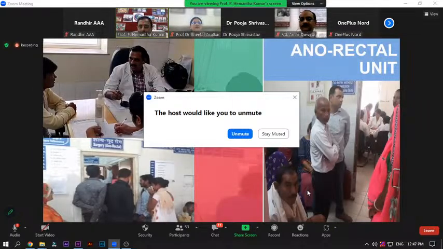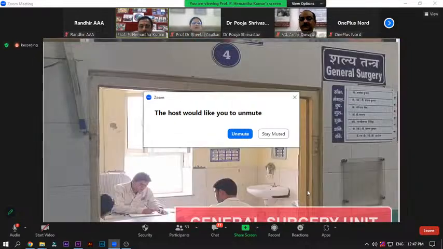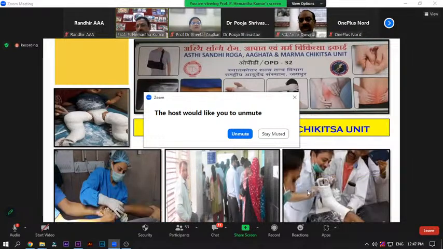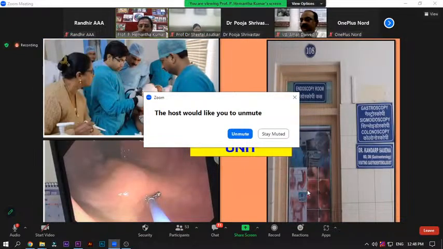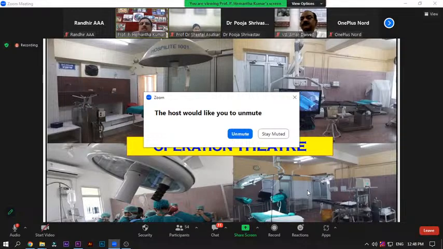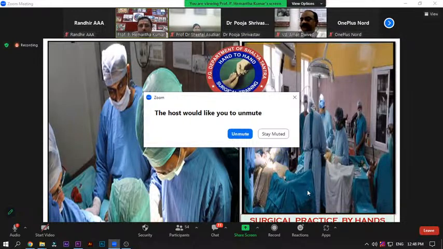This is the anorectal unit, treating all anorectal disorders. The general surgery unit is for general surgeries. In the orthopedic and Marma Chikitsa unit, we are treating fractures, dislocations and musculoskeletal disorders with our Ayurvedic management, along with surgical procedures like open reduction, intramedullary nailing, screws, plates, etc. The endoscopic unit performs gastroscopy, colonoscopy and sigmoidoscopy for diagnostic purposes. We have an IPD and an operation theater with all facilities. This is the main vision of our department: hand-to-hand surgical training. We can train our scholars by hand-to-hand training.